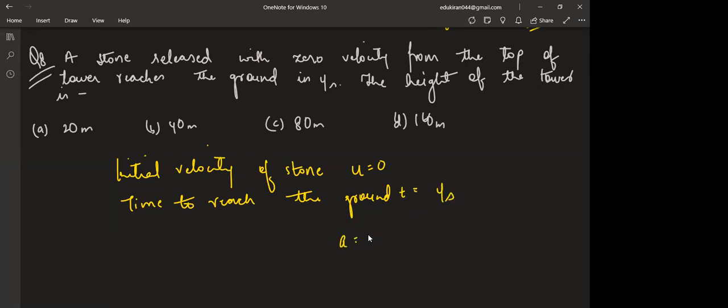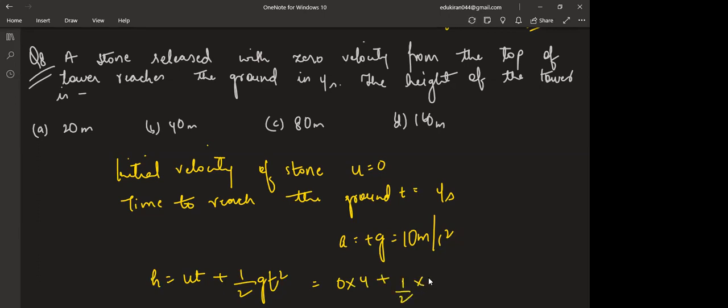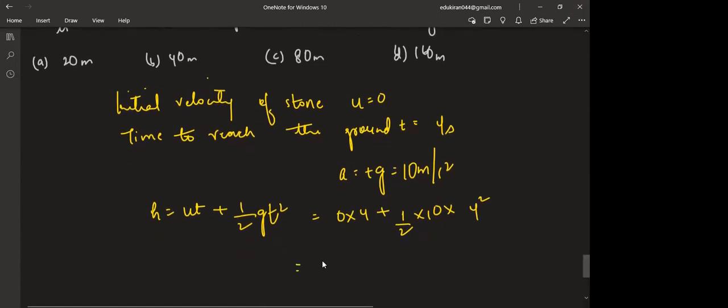Let's take downwards as positive. So g is 10 meter per second square. For the height of the tower, I'll use the formula h is equal to ut plus half g t square. So 0 into 4 plus half into 10 into 4 square. So this will become 80 meters. So that is option C. Note it down quickly and text me done once you have written it.